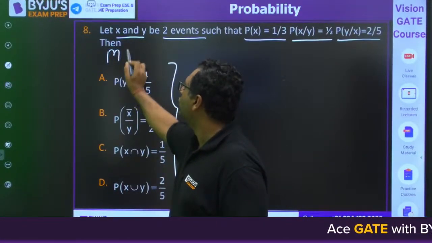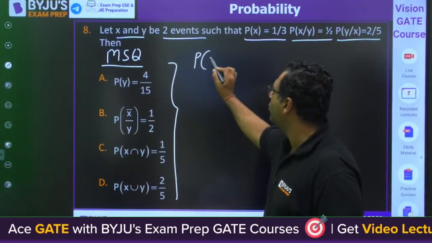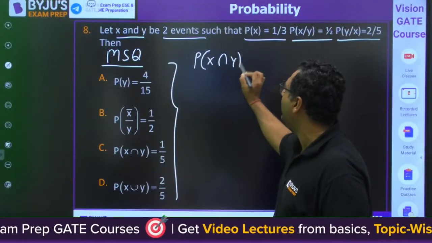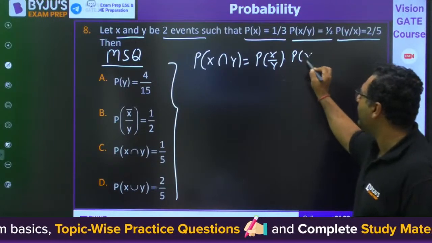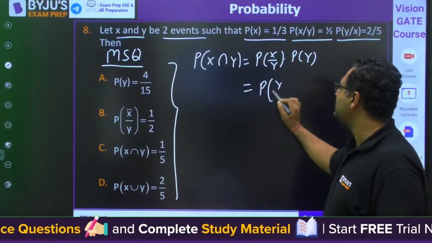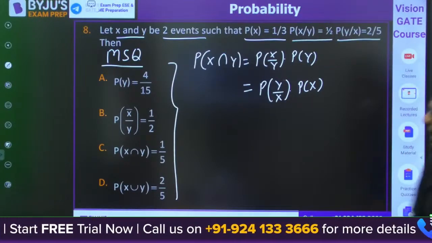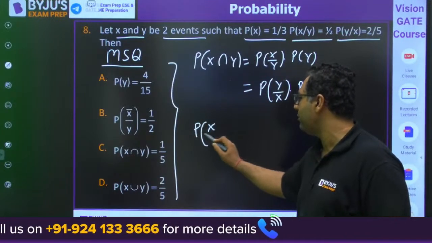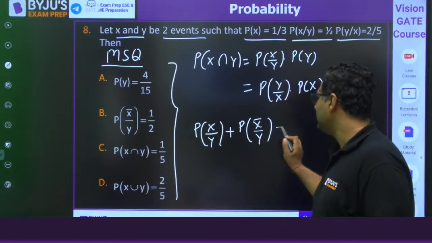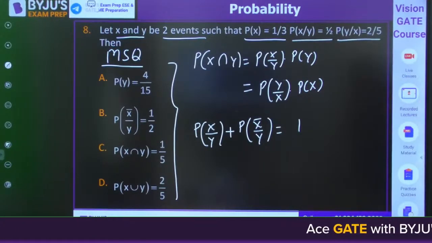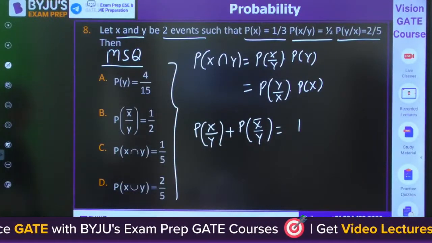This is an MSQ. More than one option can be correct. Once again, I am giving you the formula. Probability of X intersection Y can be written as probability of X by Y into probability of Y, or probability of Y by X into probability of X. Now I feel you can solve it. And the second formula you will be using: probability of X by Y plus probability of X bar by Y is equal to 1. Solve it and get the answer. Which out of the 4 are correct?